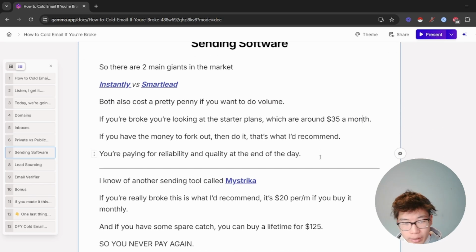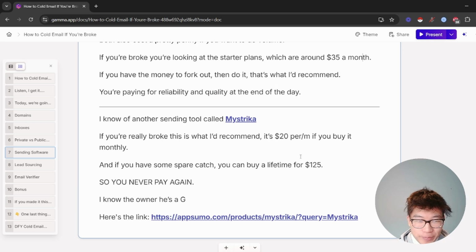That's what I recommend. You're paying for reliability and quality at the end of the day. There's a reason these guys are at the top of the market. They have all the best features, they have everything you could ever think of, and they're just the best. They're going to keep iterating and keep being the best, and if you don't use them, you're going to be left behind. But I also understand that when you do something like this, you can be strapped for cash, and 35 a month probably sounds a bit daunting at this point in time.